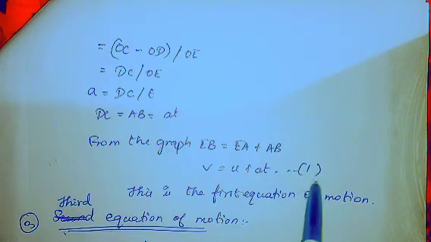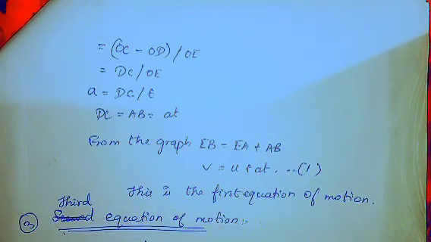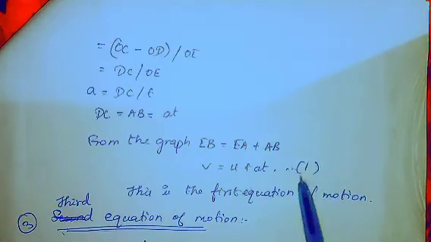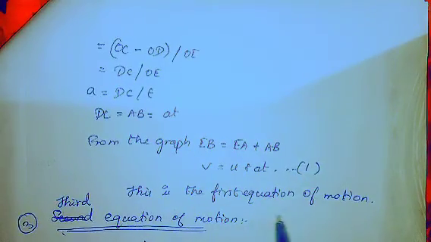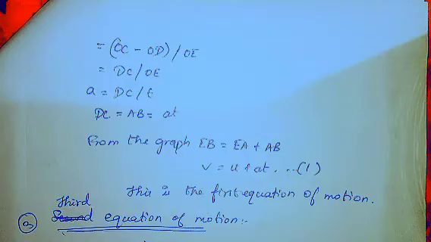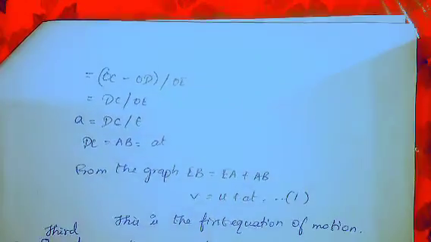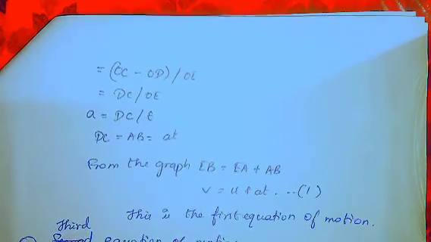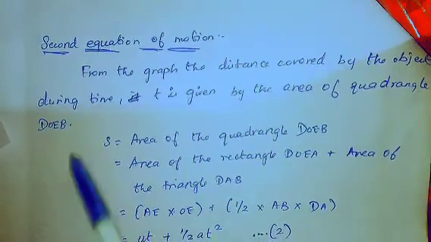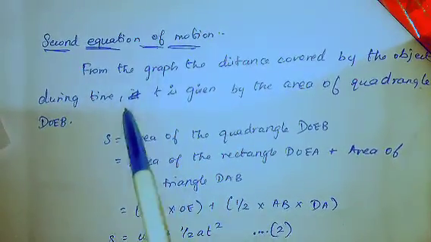This is the first equation, so write it as 1. This is the first equation of motion. Then we are going to the second equation. Then the second equation of motion.